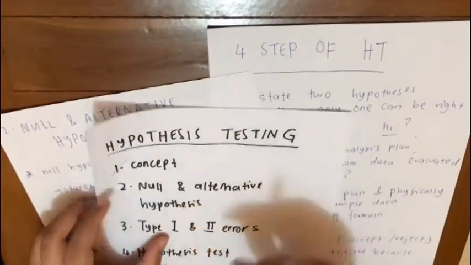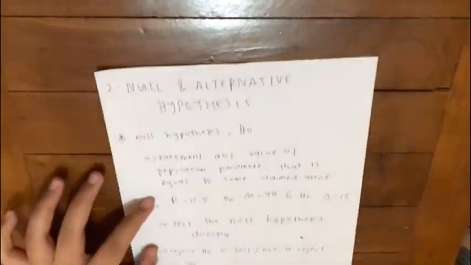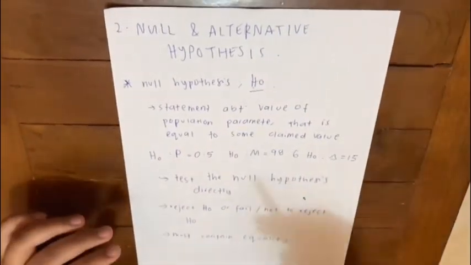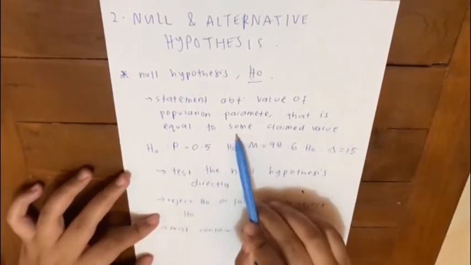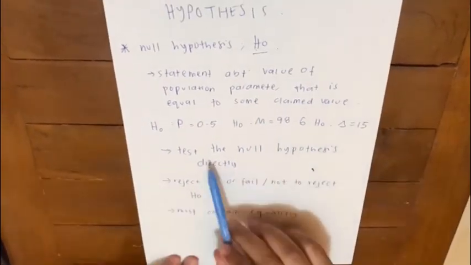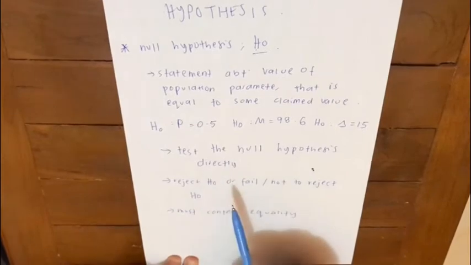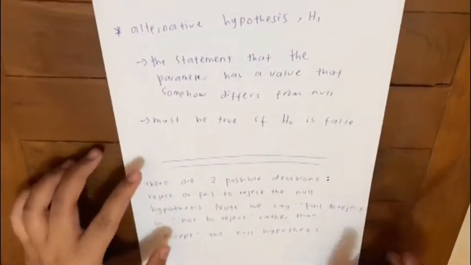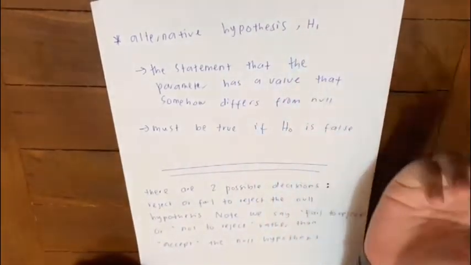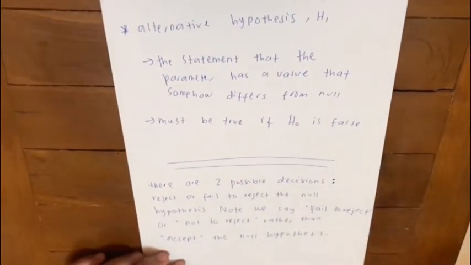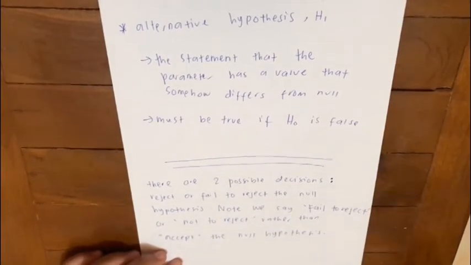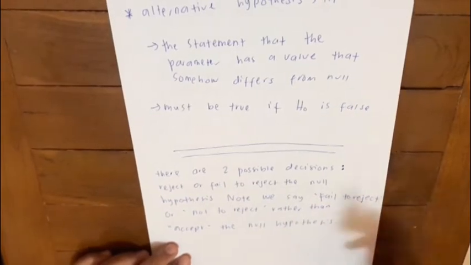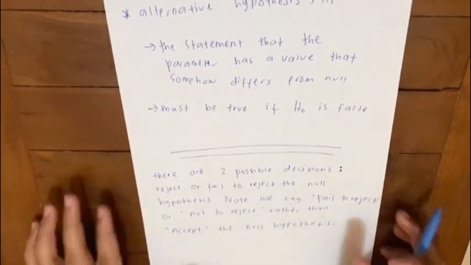The concept is done. The next one is null and alternative hypothesis. The null hypothesis is H0, H with a small 0. It is a statement about the value of a population parameter that is equal to some claimed value. We test the null hypothesis directly, rejecting H null or failing to reject H null, and it must contain equality. The next one is H1, H with a small 1, the alternative hypothesis, which is the statement that the parameter has a value that somehow differs from the null and must be true if H null is false. There are 2 possible decisions: reject or fail to reject the null hypothesis. We say fail to reject or not reject, rather than accept the null hypothesis.